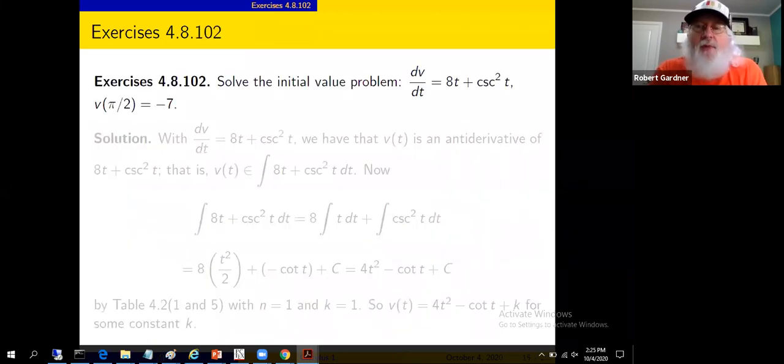Here's another one, but with trig functions in it. Suppose dv/dt is 8t plus cosecant squared t, and v of pi halves equals -7. Solve. Find v as a function of t.